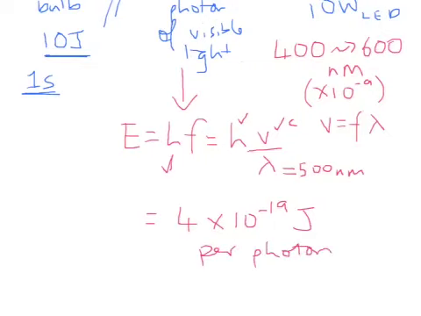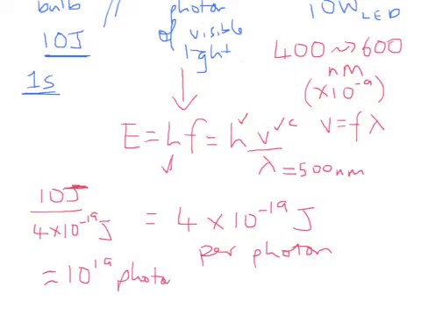Okay, so all we have to do then is take our 10 joules, divide it by 4 times 10 to the minus 19 joules, and that's going to give us the total number of photons emitted, and it's of the order of 10 to the 19, which makes sense because it's 10 to the minus 19 on the bottom. So you end up with about 10 to the 19 photons emitted of visible light.